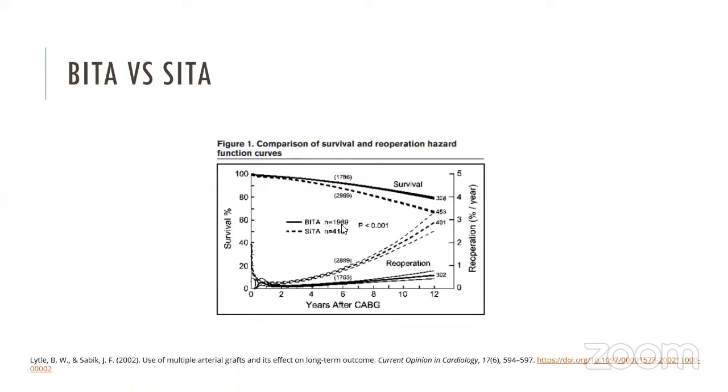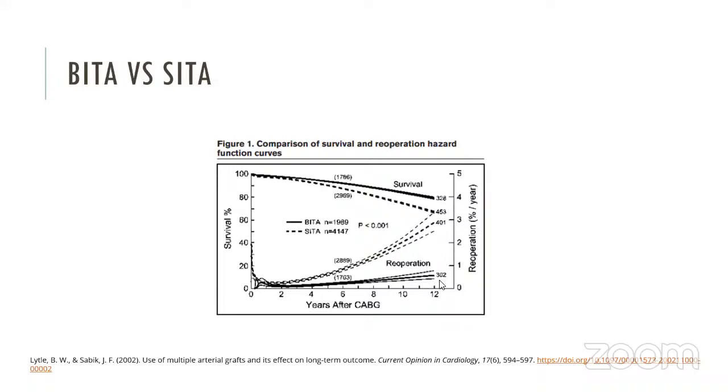Obviously, now when you compare the use of bilateral mammary arteries, or BIMA, versus using a single LIMA, in nearly the majority of, if not all, observational studies, they show clear survival benefits for using bilateral mammary arteries over the single mammary artery.